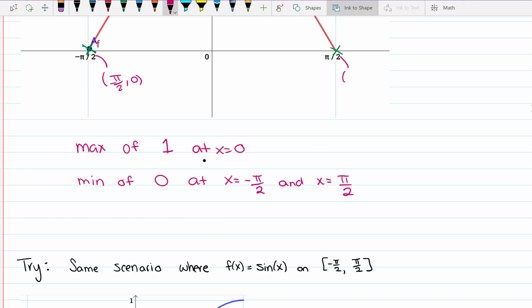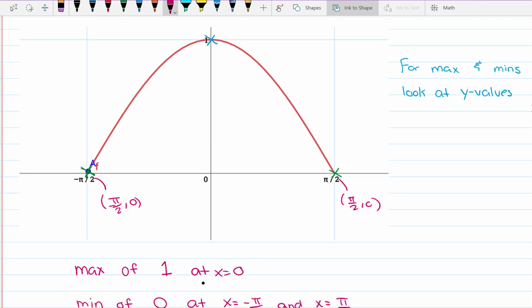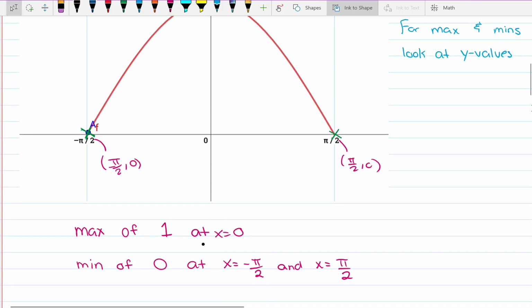And right here we have pi over 2 comma 0, and our maximum was 0 comma 1. So that tells us that we have a maximum at 0, 1, and then minimums at negative pi over 2 and pi over 2, which is 0.